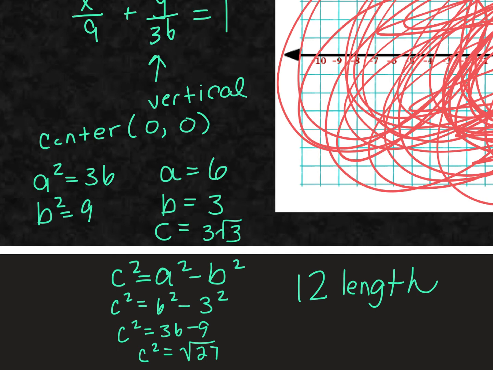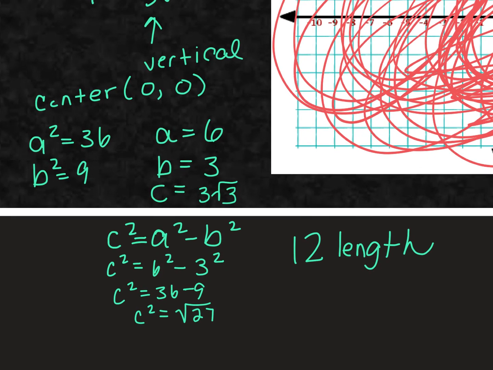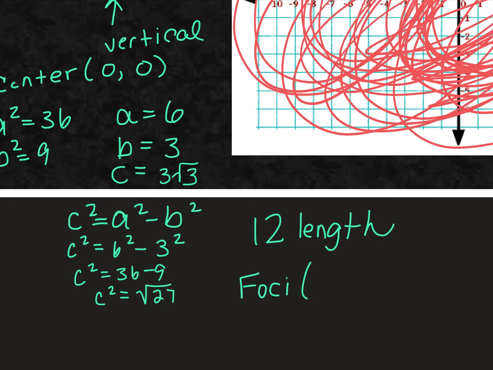We have to find. Okay, so if I asked you what the foci was, you would add 3 root 3 to the center. What's the center, guys? Come on. The center is 0, 0. So if I added C to my center, it would be 0 plus or minus 3 root 3. The way that you find the focus is you add whatever C is to the center.